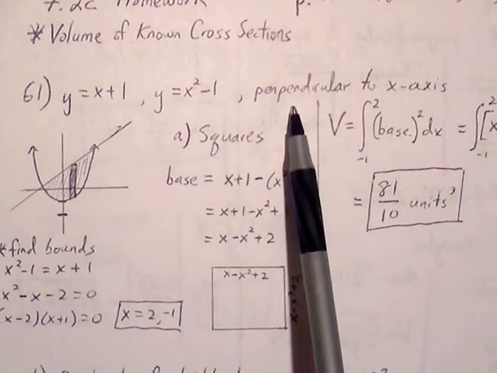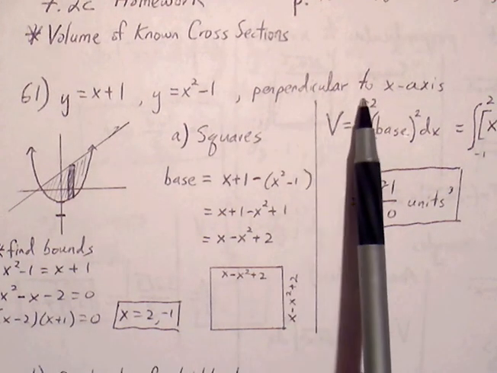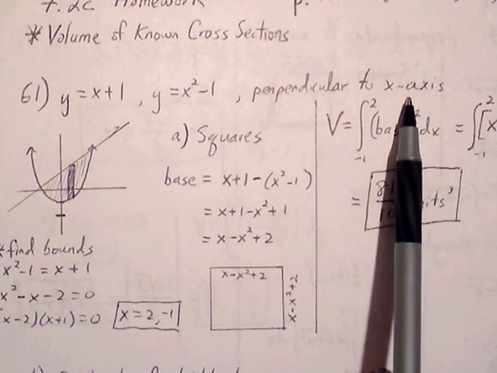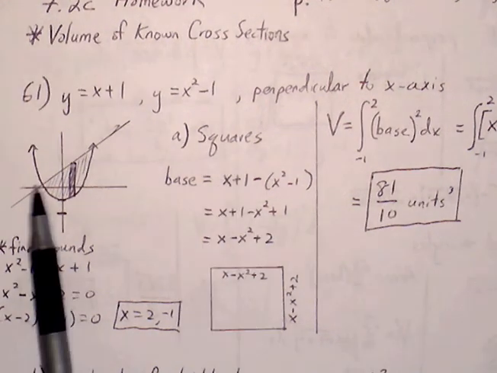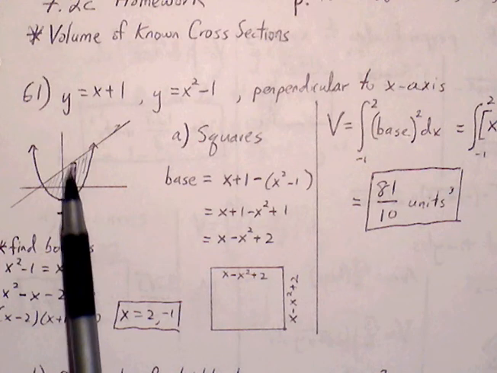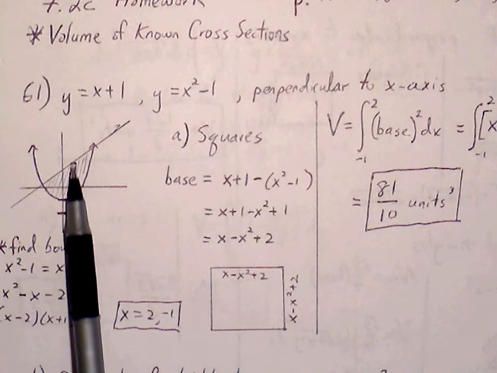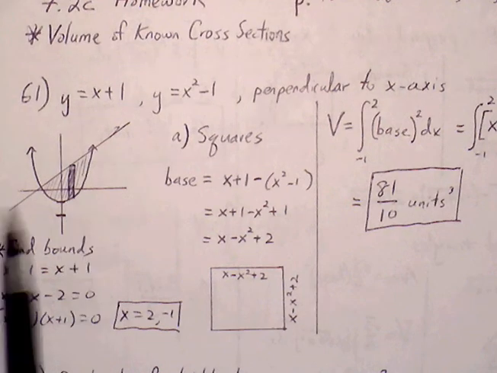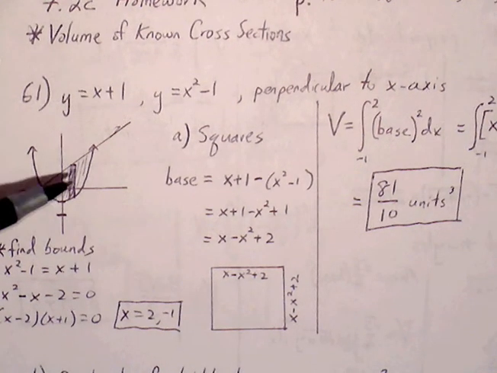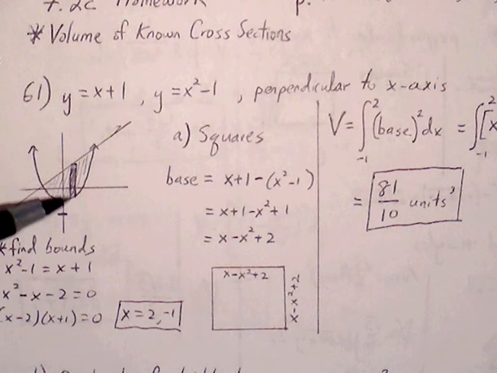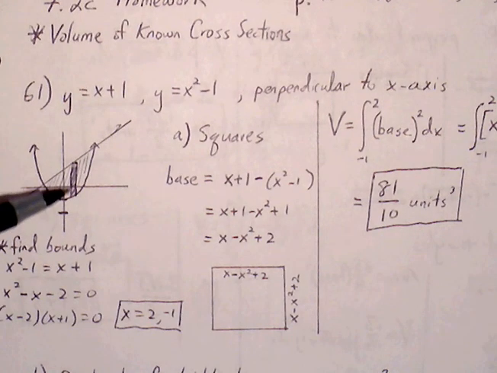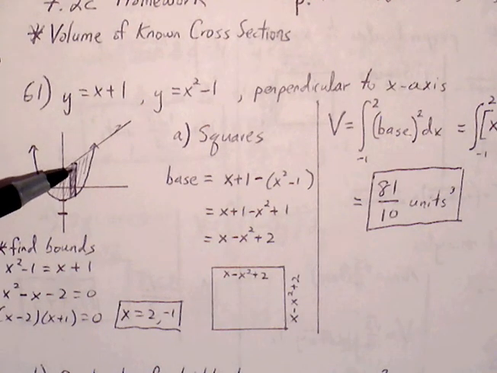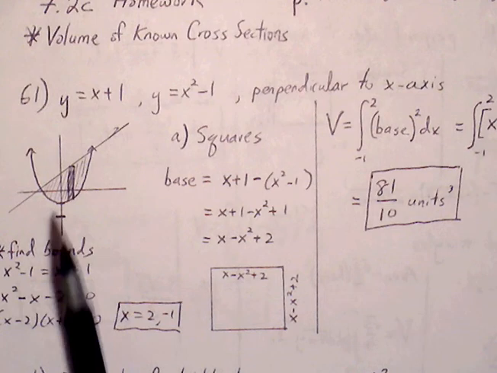And they're telling us also how to draw these bases perpendicular to the x-axis. So x-axis is horizontal. Perpendicular means 90 degrees. So this will be going vertical. And we're going to draw the base from the top graph to the bottom graph. And so now this will represent the base of the shape that we're concerned about.